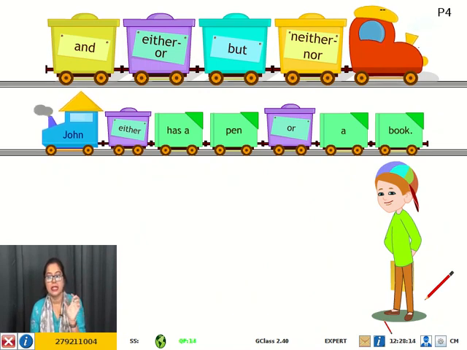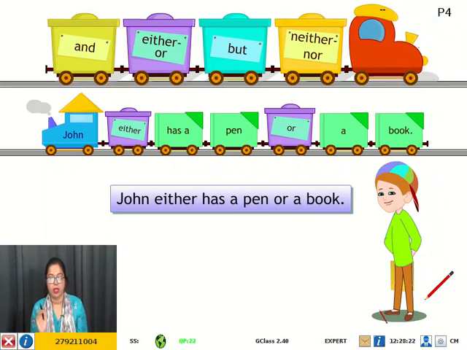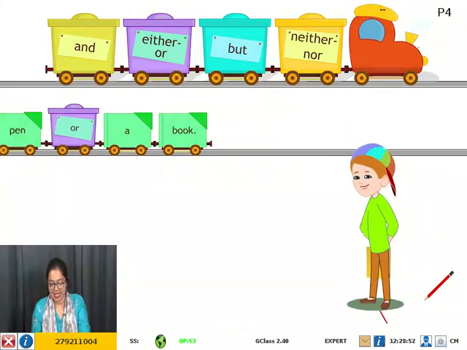Okay, so read the sentence carefully. John either has a pen or a book. Now the full sentence will look like this. John either has a pen or a book. So "either or" is another connector that we have picked up. First connector, what did we pick up? We picked up "and", and the second connector that we picked up is "either or", connecting two sentences together. That is John has a pen, John has a book. So John either has a pen or a book. Is it clear to all of you? Very good.